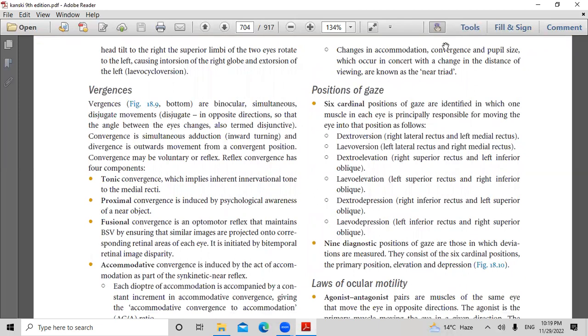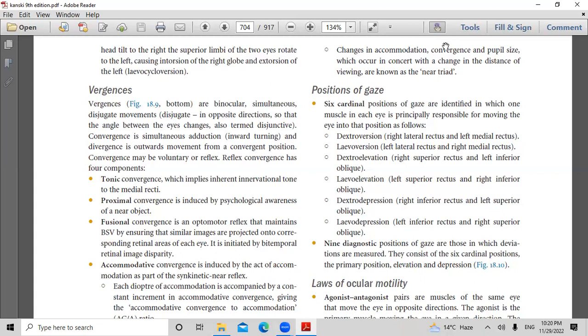Vergences are binocular simultaneous disjugate movements in opposite directions so that the angle between the eyes changes, also termed disjunctive. Convergence is simultaneous adduction, inward turning, and divergence is outward movement from a convergent position. Convergence may be voluntary or reflex. Reflex convergence has 4 components. Tonic convergence, which implies inherent innervational tone to the medial recti. Proximal convergence is induced by physiological awareness of a near object. Fusional convergence is an optomotor reflex that maintains BCV by ensuring that similar images are projected onto corresponding retinal areas of each eye. It is initiated by bitemporal retinal image disparity.